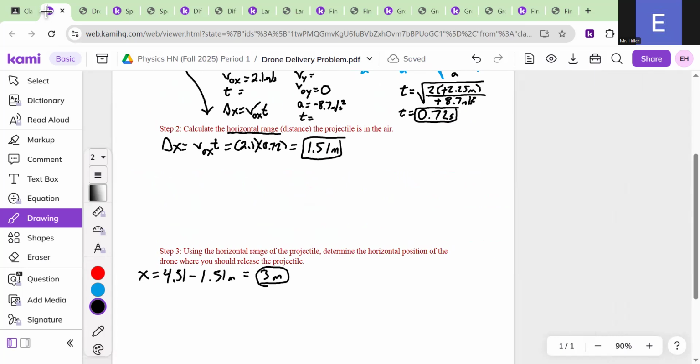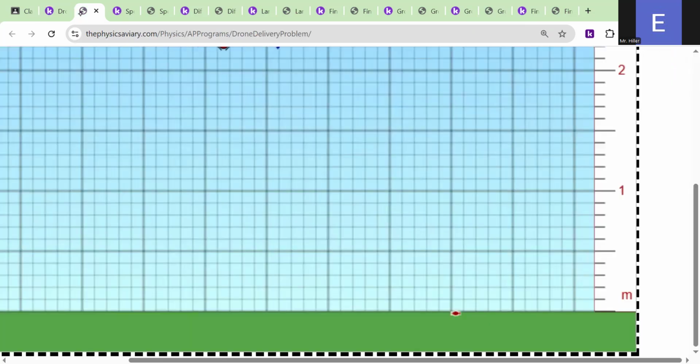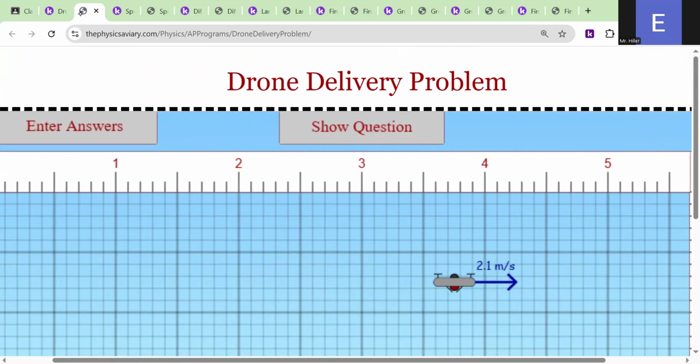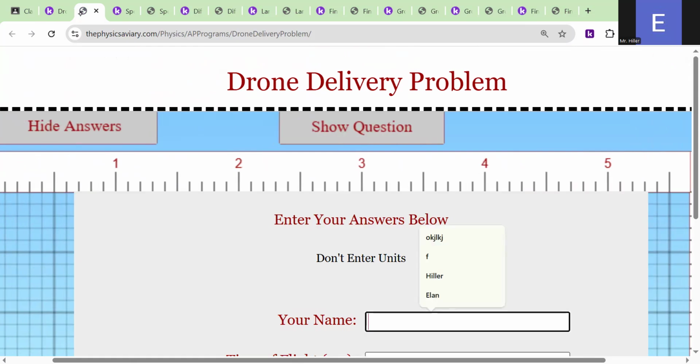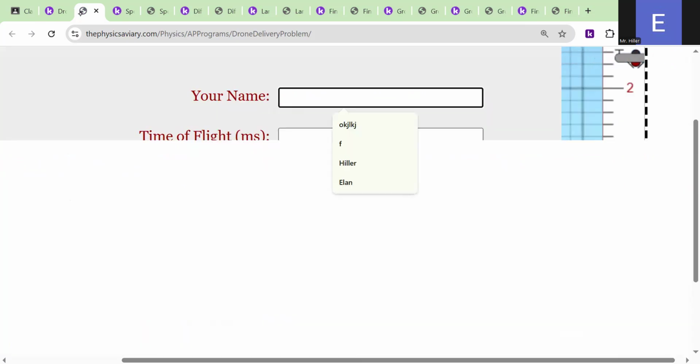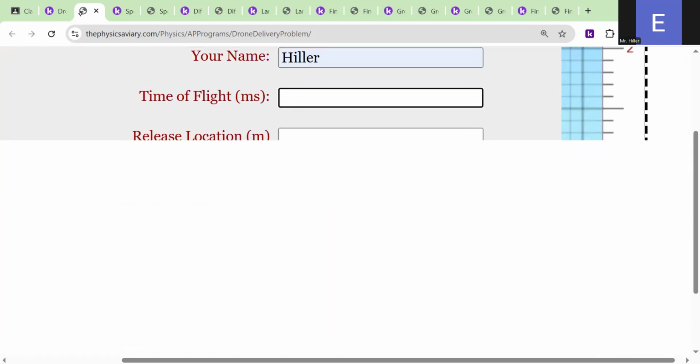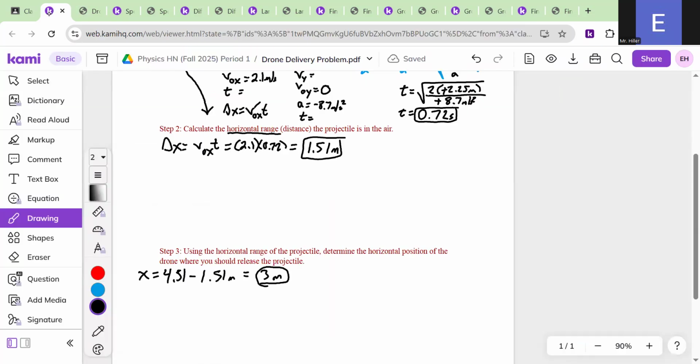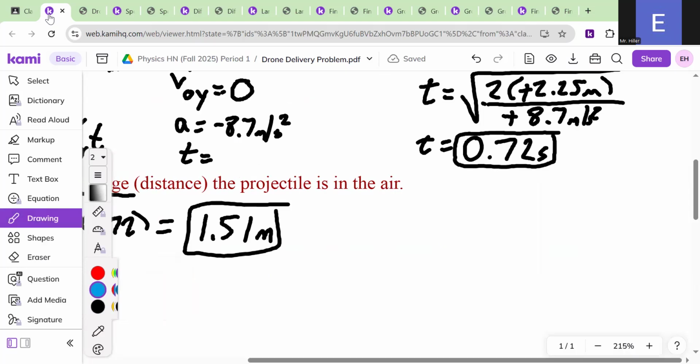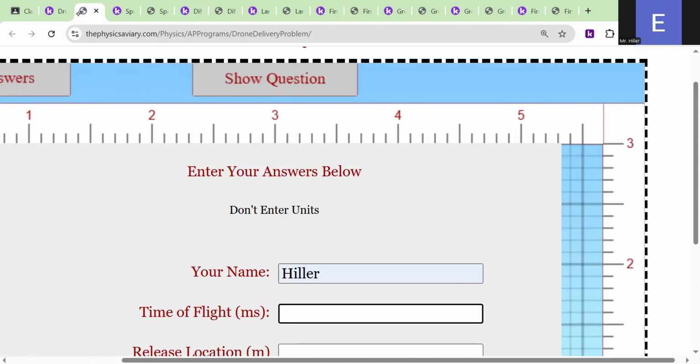Well, I'm going to go to my program. I'm going to put stuff in and we're going to test this. Okay, so when you're ready, go ahead and enter answers. Okay, it'll prompt you to put your name in first. Okay, my time of flight. Now, time of flight has to be in milliseconds. So that's a good point of contention there. For milliseconds, all you have to do is move the decimal 3 spaces over because there's 1,000 milliseconds in a second. You essentially multiply by 1,000. So it'd be 721 milliseconds in my case.